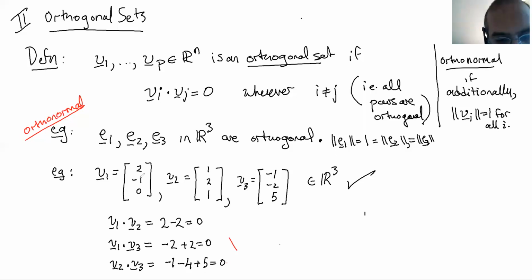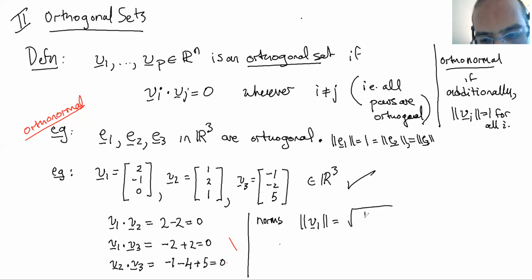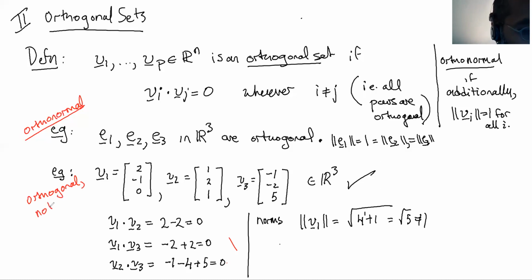In the second example, I can compute the norms, right? Let's just compute the norm of the first one. That's the square root of 4 plus 1, which is square root 5, which is not 1. So that's an example of something that's orthogonal, but not orthonormal, because the norms are not 1.